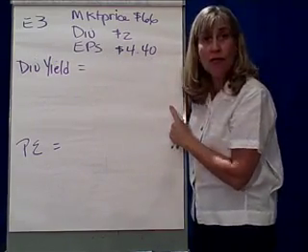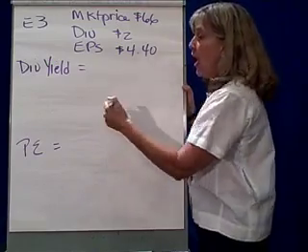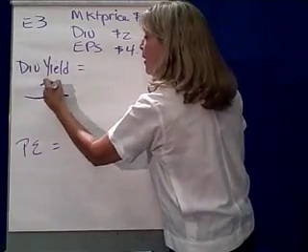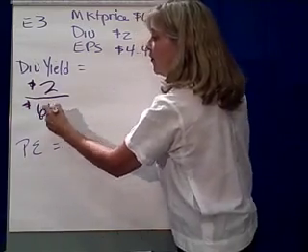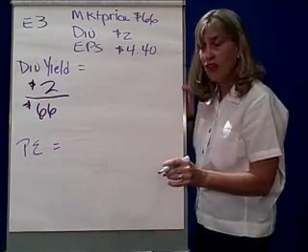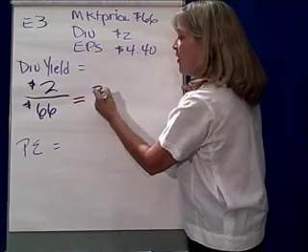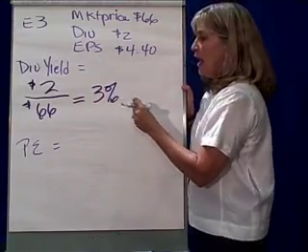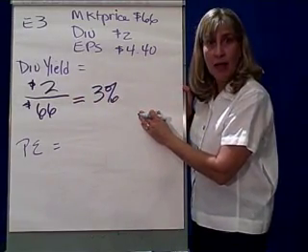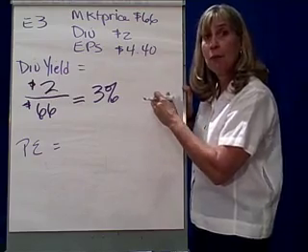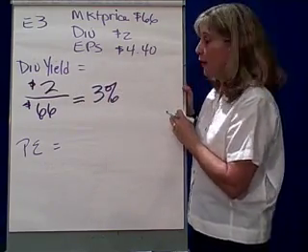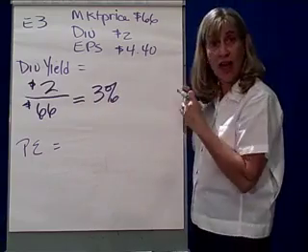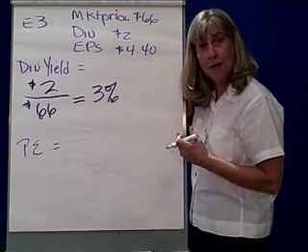So if I was going to find the dividend yield, I would take the dividend for the year, which is $2, and divide it by the market price at the end of the year, which is $66, and I can see that this stock has a yield of about 3%. So I'm earning about 3% of the price of the stock. 3% of the price of the stock is the dividend. Is that good or bad?